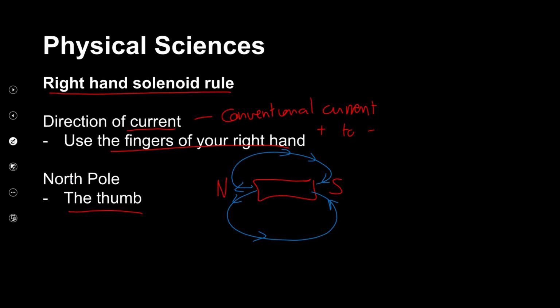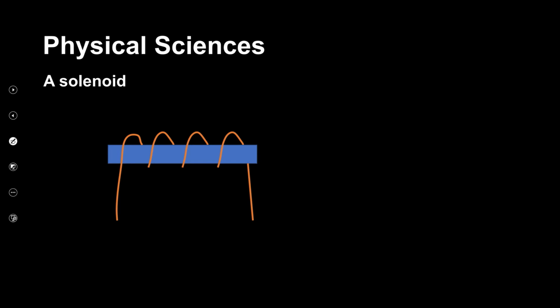Okay, so the right-hand solenoid rule, we're going to apply it in a couple of situations. I've drawn a little sketch of a solenoid. What you can see here is that it's just pieces of copper wire wrapped around a piece of plastic or a piece of cardboard. This is not a conductor. This is usually an insulator. And we've got this as the coil.